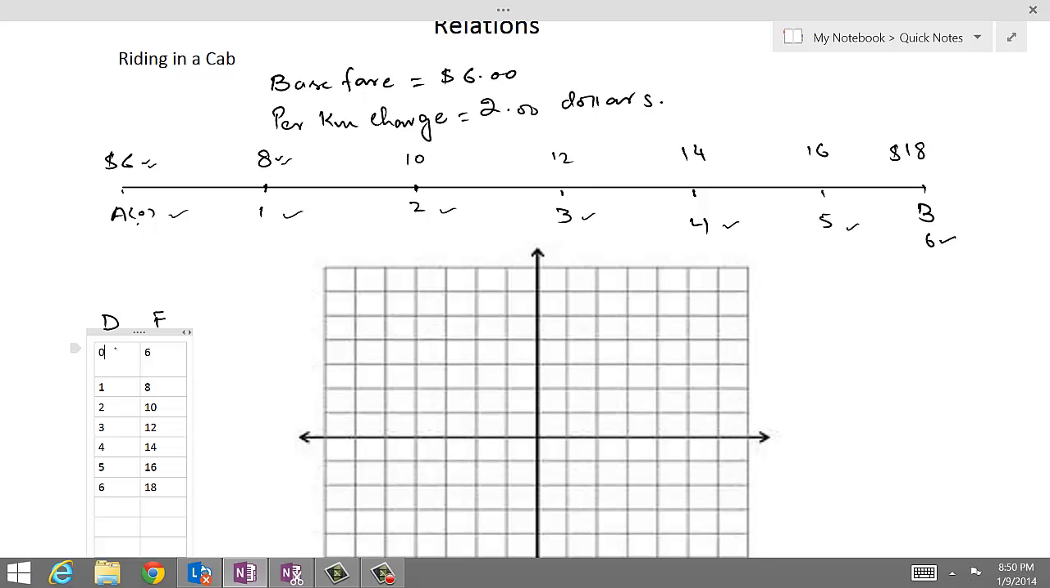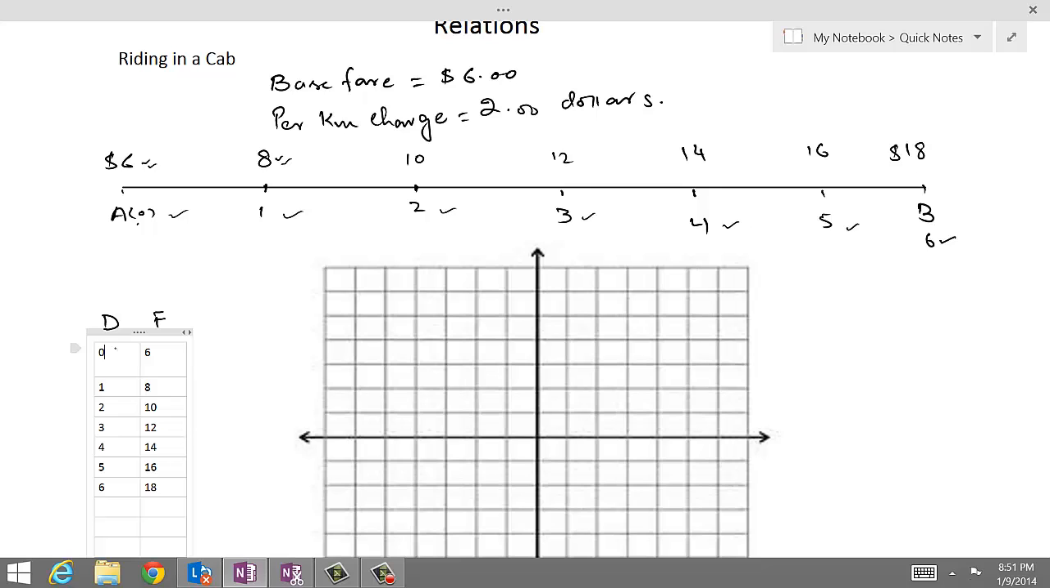Now the fare depends upon the distance. So fare is in fact called the dependent quantity, and distance, which doesn't depend on anything, that just depends on our own will, how far we want to go, that distance is called an independent quantity, because distance doesn't depend upon fare, but the fare actually depends upon the distance.